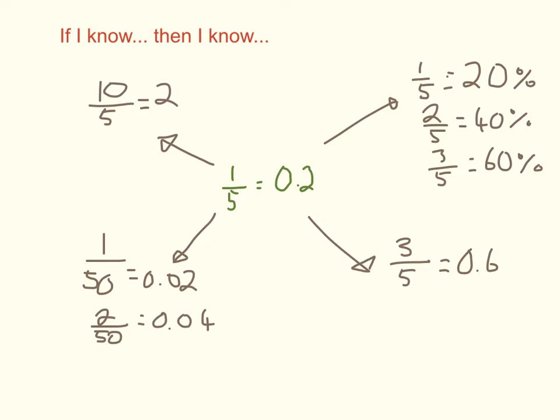Similarly, if 1/5 is 0.2, if I times the numerator by 10, then I'd have to multiply my 0.2 by 10 as well, so 10/5 must be 2.